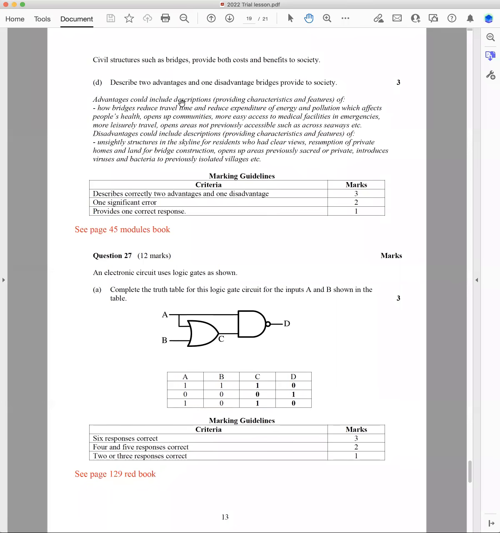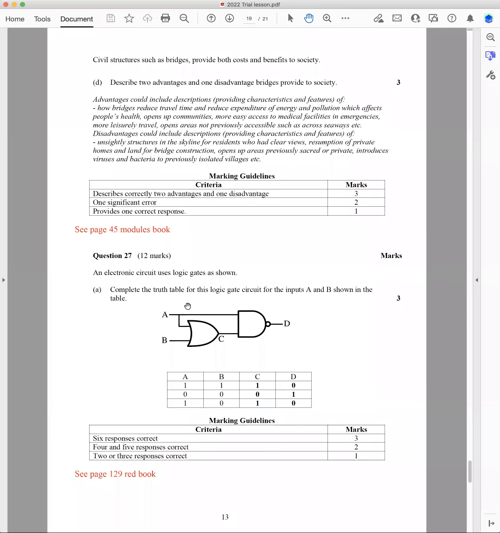Describe 2 advantages and 1 disadvantage of bridges to society. There are 3 marks for 2 and 1, and you've got to describe. If you just say that bridges make travel easy, that's a statement, it's not a description. You say because it can eliminate many miles, which will, and so on. Okay, so make sure you describe, you don't state. And this is on page 45 in the modules book, the Rainbow book.